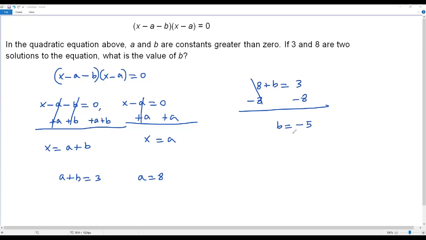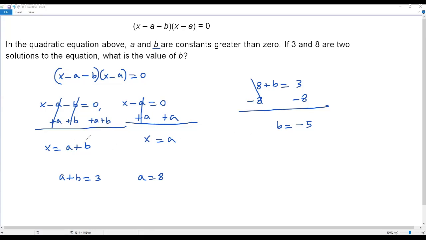I'm getting a negative value for b, but the question clearly says a and b are constants greater than 0. That means b has to be a positive value. But here we are getting a negative value. So the value we get for b does not satisfy the condition given in the question. So where did I go wrong?